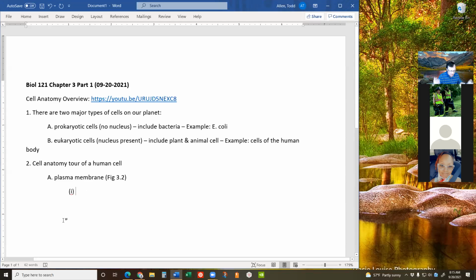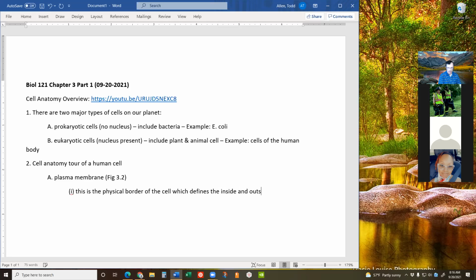So the plasma membrane is really the border of the cell. It is this physical structure that defines the inside of the cell versus the outside of the cell. It's kind of like, if you think about your house, it's like your exterior wall, right? The exterior wall of your house is the border that defines what is going to be considered inside your house versus outside your house. That is the plasma membrane.